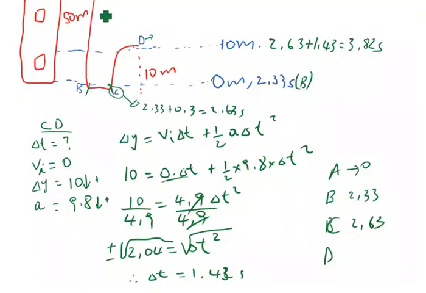Now we are going to add this time, and this time, and this time to get the time at D. So the time at D is 3,82 seconds, right? Then the height here is 50 meters. The height at B is 0 meters. At C is 0 meters. Then here is 10 meters. So we can draw the position time graph with this information.